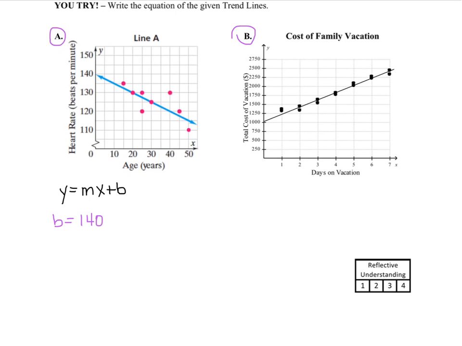And then you want to identify what two coordinates are hitting the trend line. So when you go up that trend line, you already notice there's already one coordinate here that's hitting the trend line. And then there's another coordinate here that's hitting the trend line. So your first coordinate is 30 and 125. And then your second coordinate is 20 and 130.